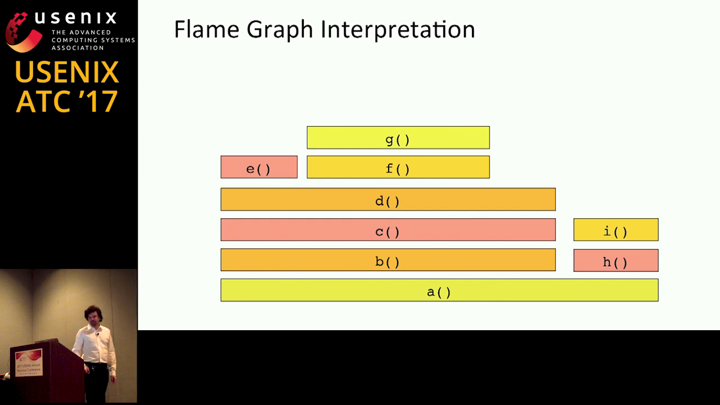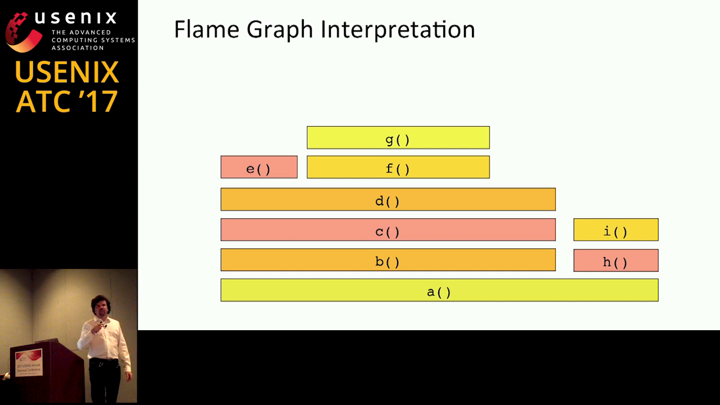How to interpret a flame graph. If this was my flame graph, the y-axis is stack depth, going from bottom up. So A would be the great-grandparent function, A called B and H, B called C, C called D, and so on.